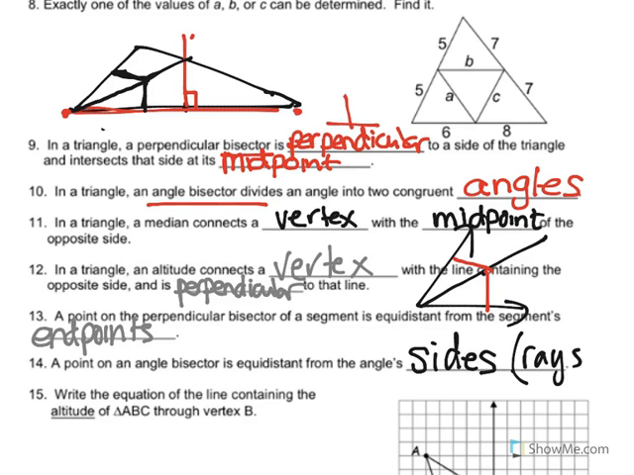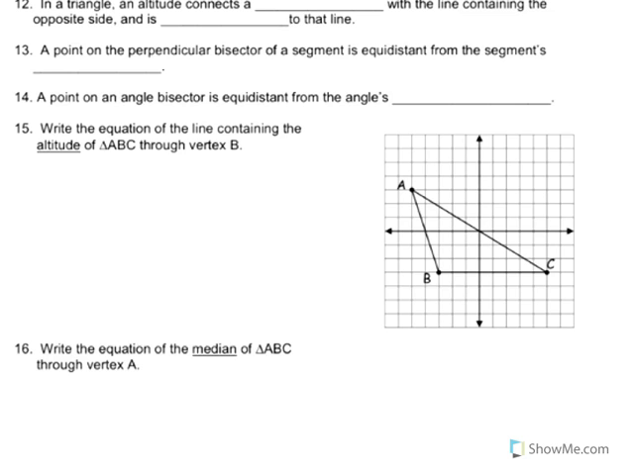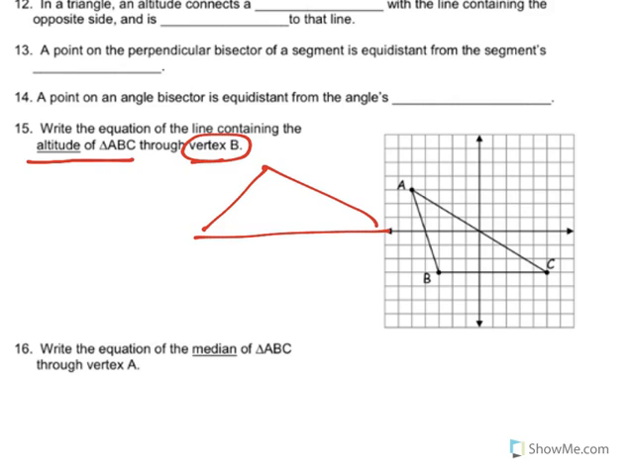Okay, now let's do number 15. 15 is a little tricky. Write the equation of a line that contains the altitude of triangle ABC through vertex B. Now remember, an altitude is going to be a line, I'm just going to draw another triangle. An altitude is a line that goes from the vertex down and creates a right angle. Not necessarily at the midpoint, it's just a line with a right angle.